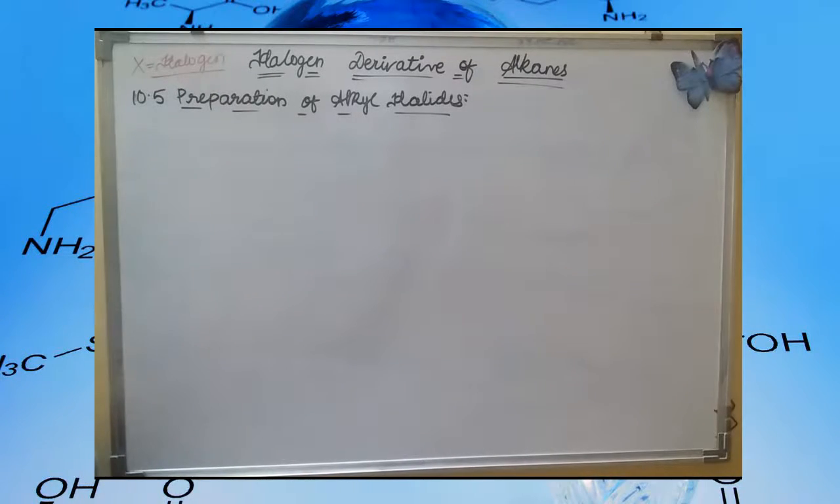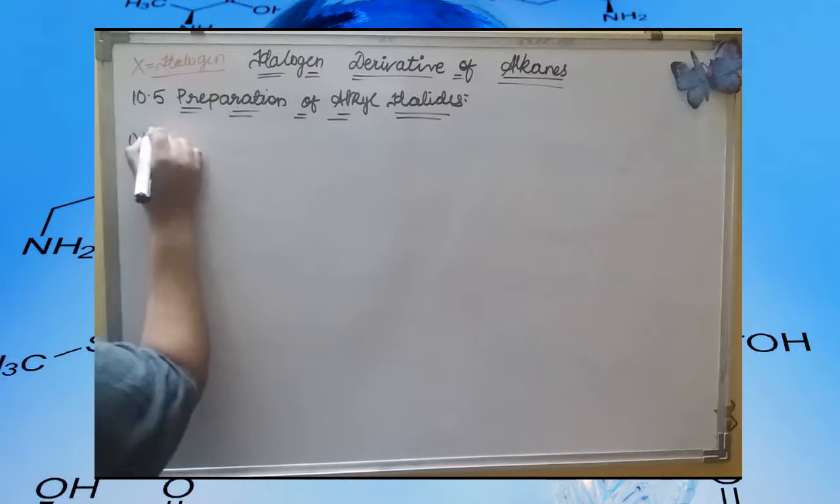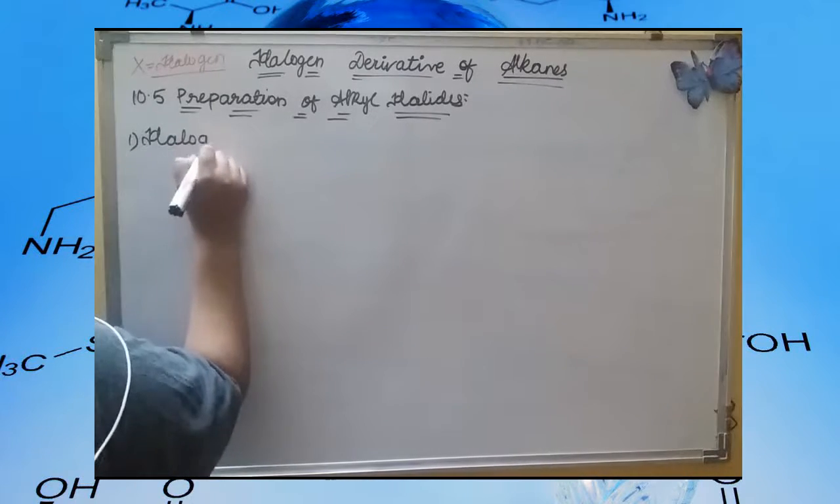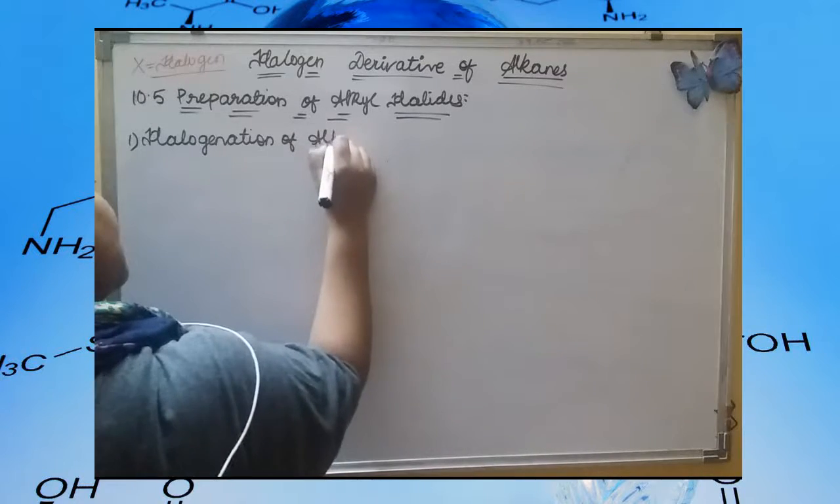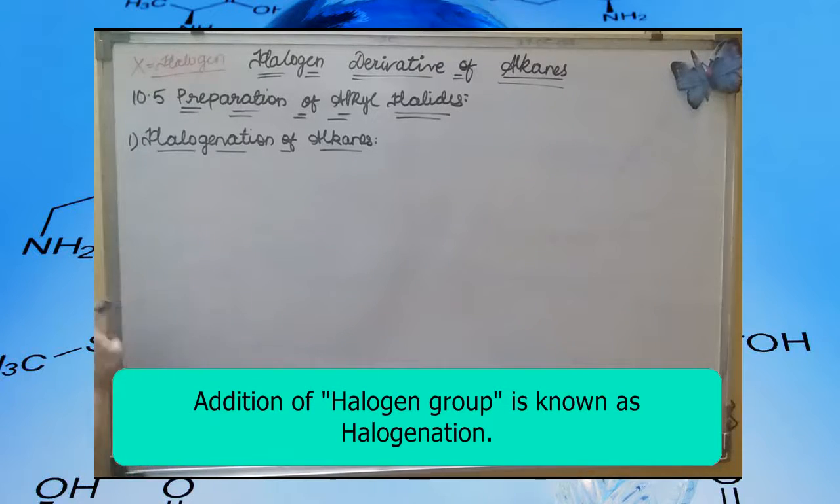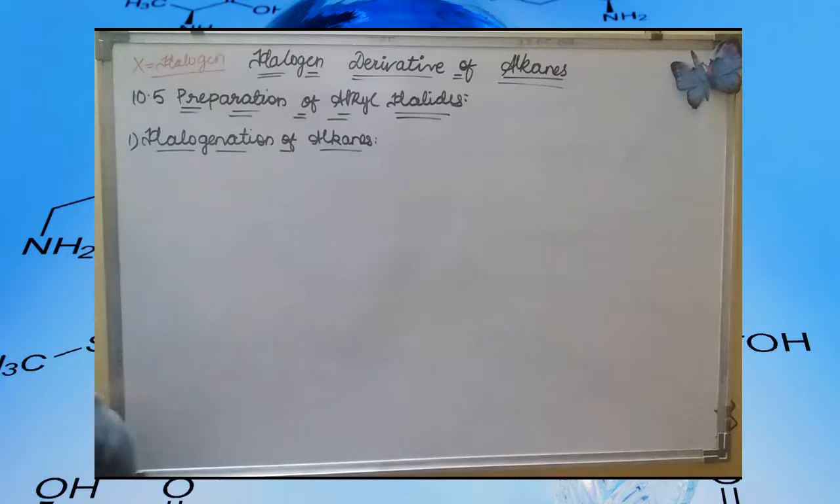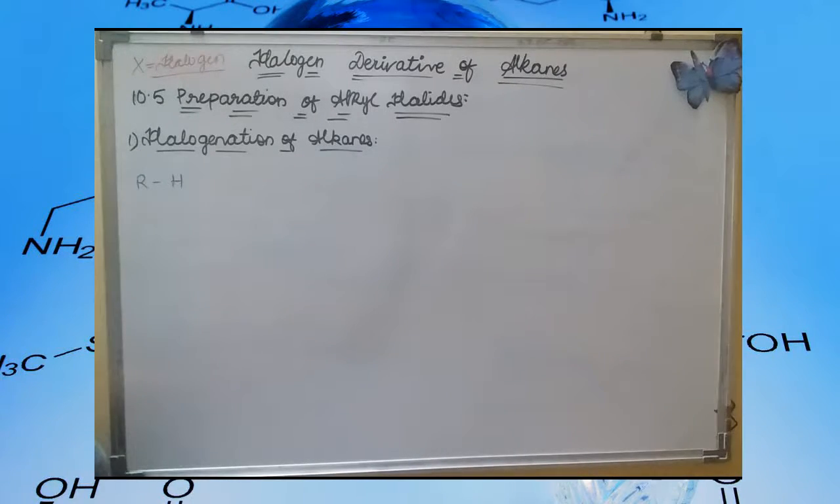Now, the first method of preparation of alkyl halide is halogenation of alkanes. What do you mean by halogenation? Halogenation means addition of halogen to alkanes.